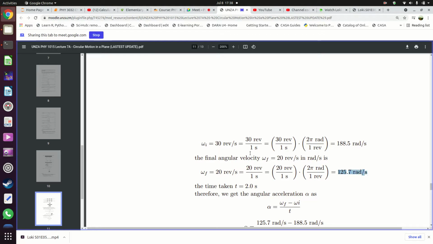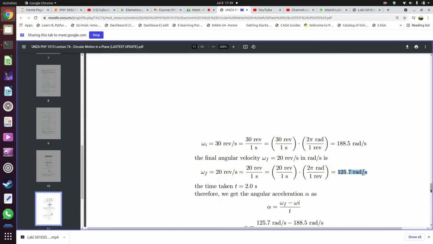So it's very important that all calculations have to be done using SI units. The SI units for angular velocity are radians per second. If you do your calculation in units which are not SI units, then you're going to get your answer wrong.